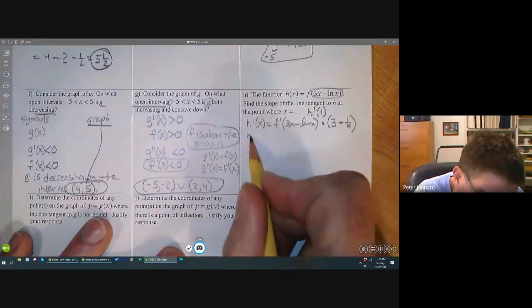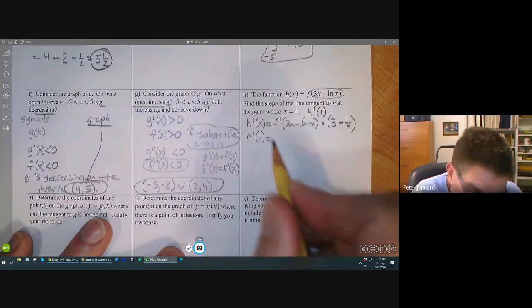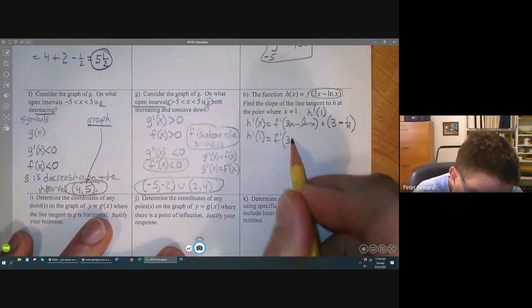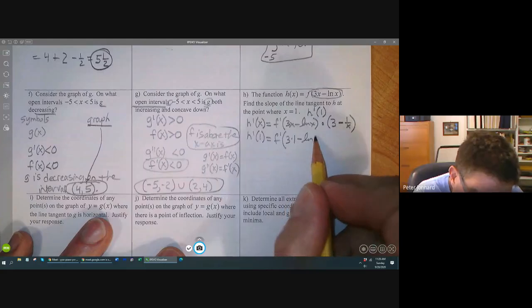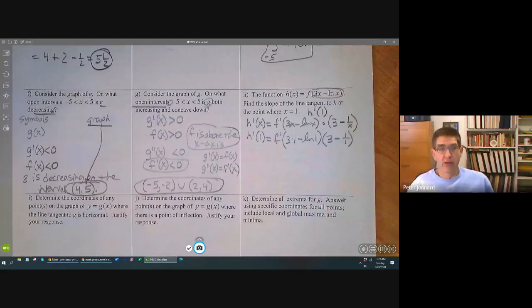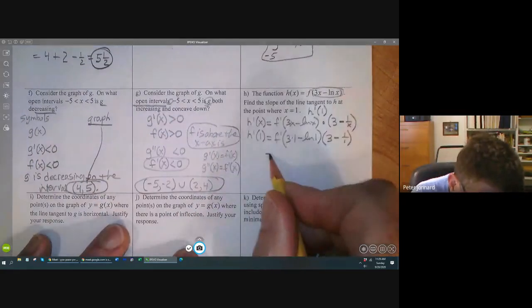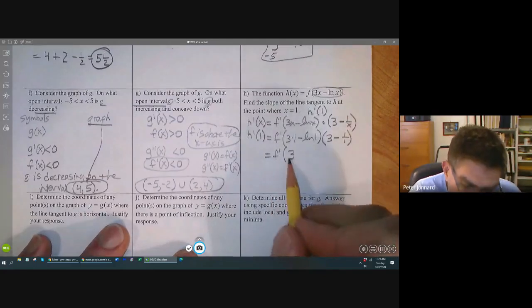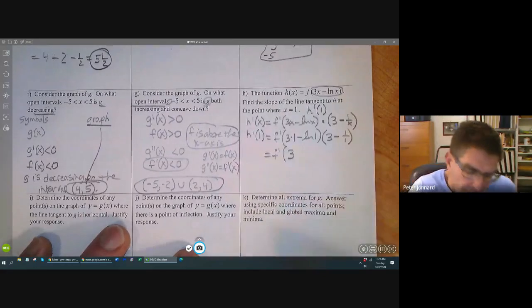So h prime of 1 must be equal to f prime of 3 times 1 minus the natural log of 1, times 3 minus 1 over 1. So I'm just doing algebra now. I'm just substituting in the numbers, okay? So that would be f prime at 3 times 1, which is 3. Okay, natural log of 1.